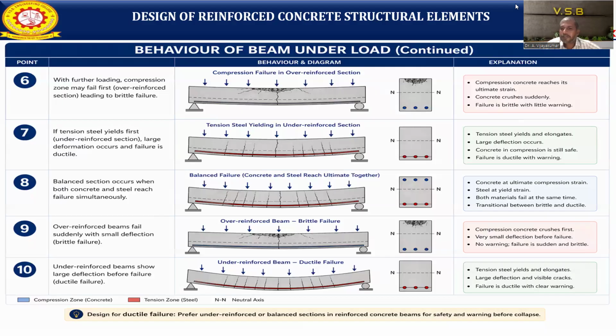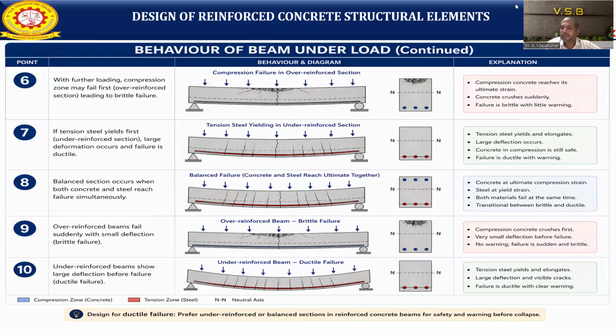So what will happen here? The compression concrete crushes very first, and after a very small deflection, it starts to fail. It won't give any proper warning, and the failure will be sudden and very brittle. Whereas the other failure is called the under reinforced beam. It shows a large deflection before failure. This failure is called ductile failure.